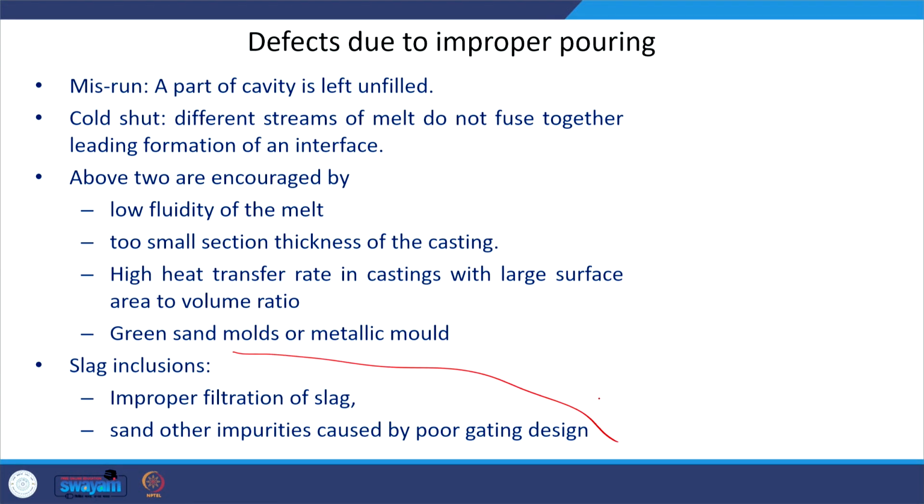The third aspect related to defects due to improper pouring is improper filtration or removal of impurities. That leads to defects in the form of inclusions, with impurities going with the molten metal into the mold. Impurities like sand and others which get into the mold happen due to improper filtration or improper gating system design.